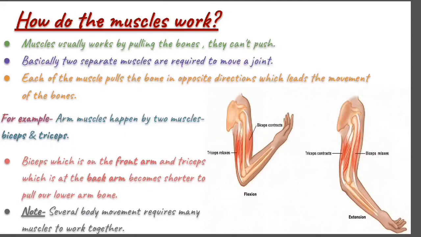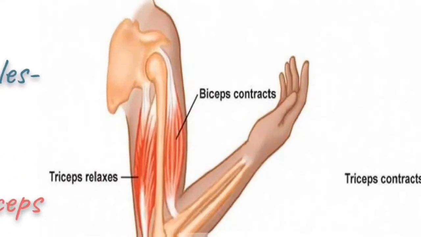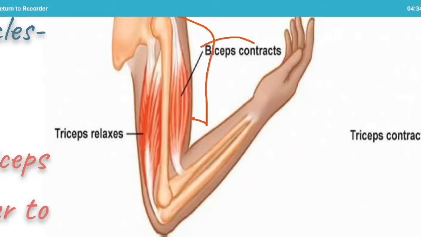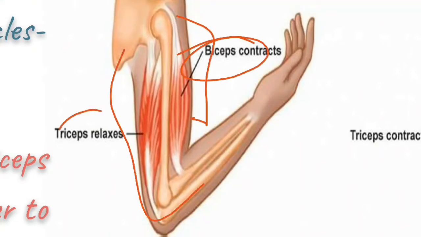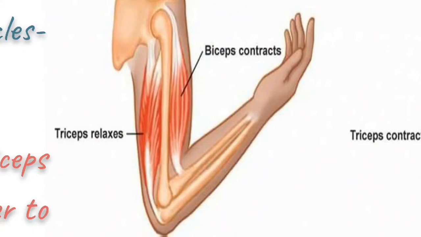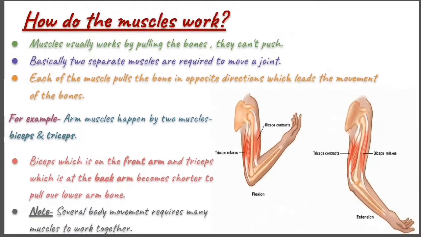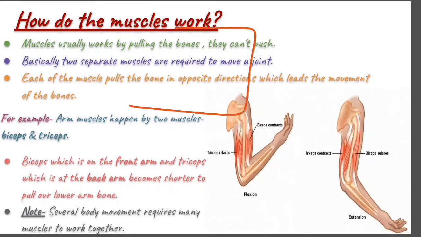Let's have a close look at what is biceps and triceps. This is your bicep, this portion is your biceps, and this is your tricep. Okay, so now let's understand how these biceps and triceps work and how they fulfill all the above points. The biceps is on the front arm, this is your front arm, and this biceps contracts, meaning it becomes shorter.